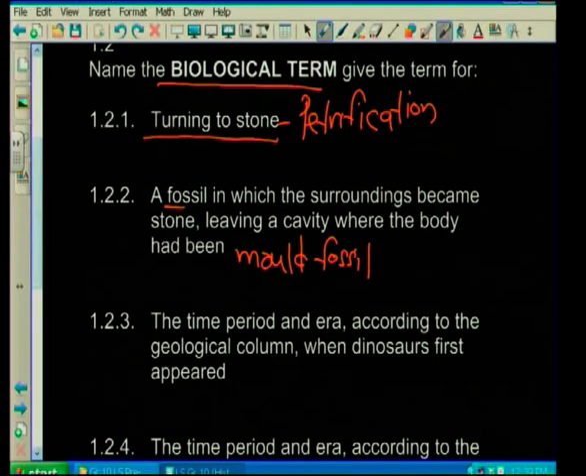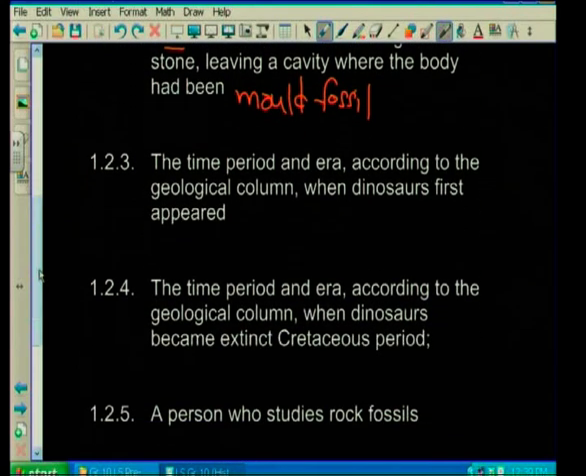It's like having, for example, chocolate put into different patterns on a baking tray, and when you put the chocolate in and you take it off, you've formed a mold fossil. So the surroundings become stone, leaving a cavity where the body had been, and that's a mold fossil. You can also call it a cast fossil. Mold or cast fossil.